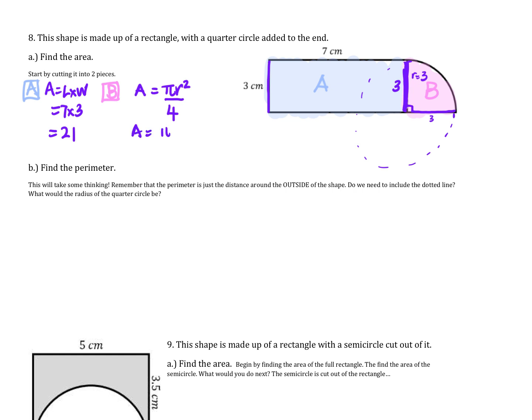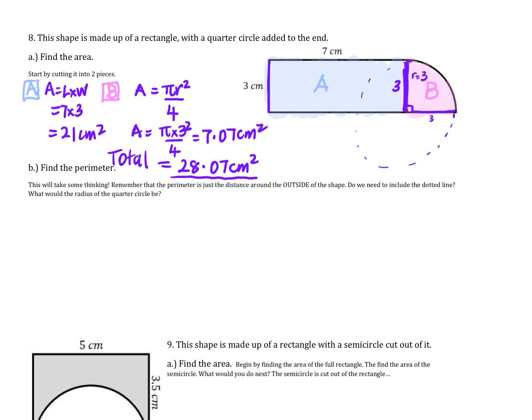So area is pi times 3 squared over 4. Calculator. And that's 7.07 centimetres squared. Now, how do I work out the total area? Just add those up. And that will give me 28.07 centimetres squared.